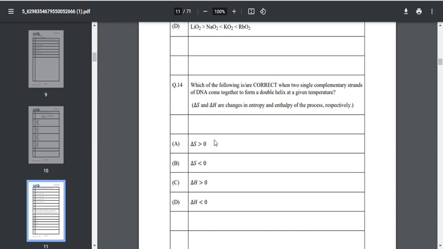So both the change in entropy of the system as well as the enthalpy of the system will be decreased, because the reaction is not spontaneous. So when two single strands are bonding, then there will definitely be bond formation. There will be hydrogen bond formation between the nucleotide bases. So the reaction is considered exothermic. So both the change in entropy as well as the change in enthalpy will be changing.